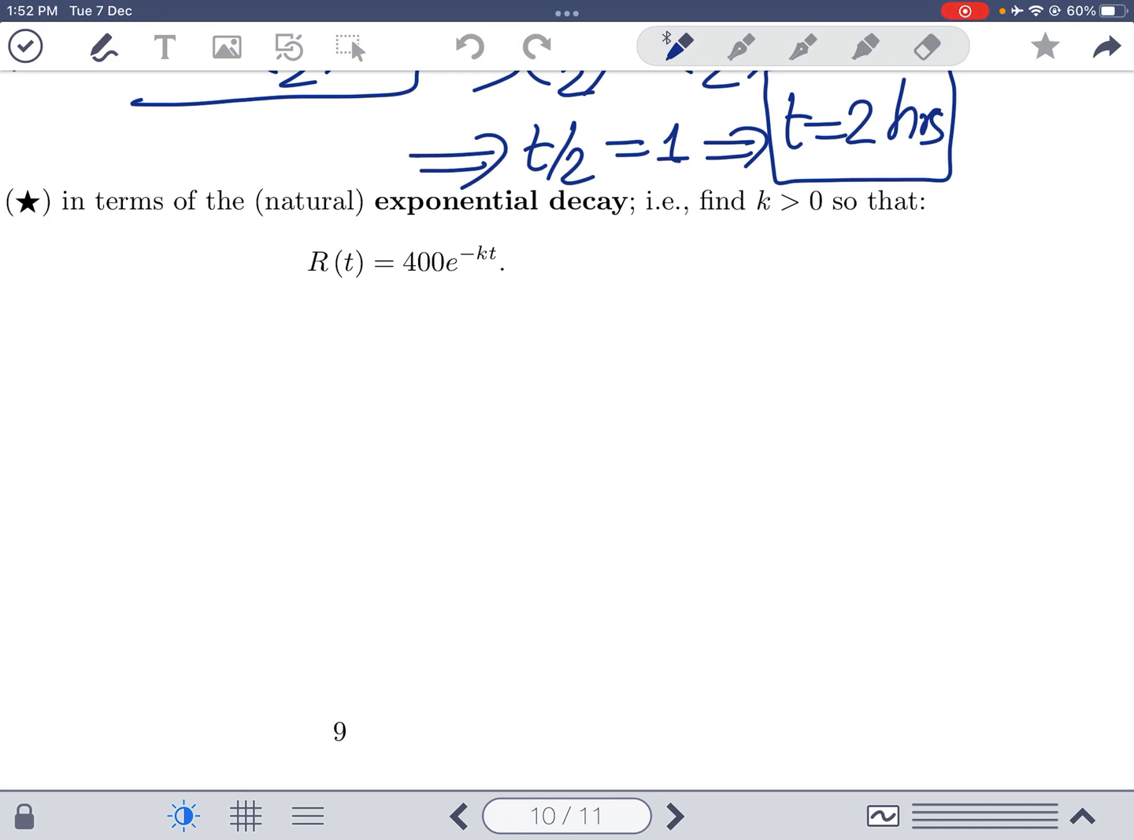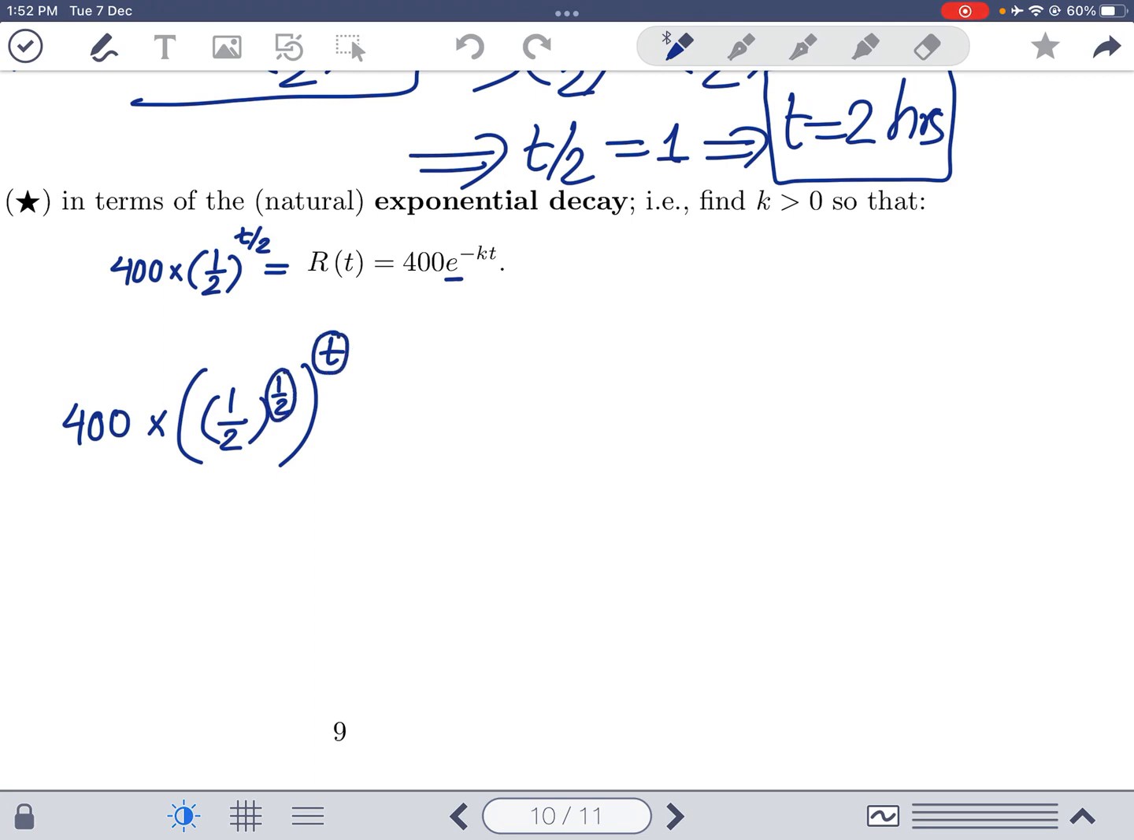Okay, so r of t is what? It's 400 times half to the t over 2. So I want to write it as e to a power. In this case, all we have to do is see 400 is on both sides, so we need to see this is 1/2 to the power 1/2, all of it to the t. Notice this is 400 times 1/2 to the 1/2 to the t, because when you have power over power, they multiply. That's how you got t over 2.